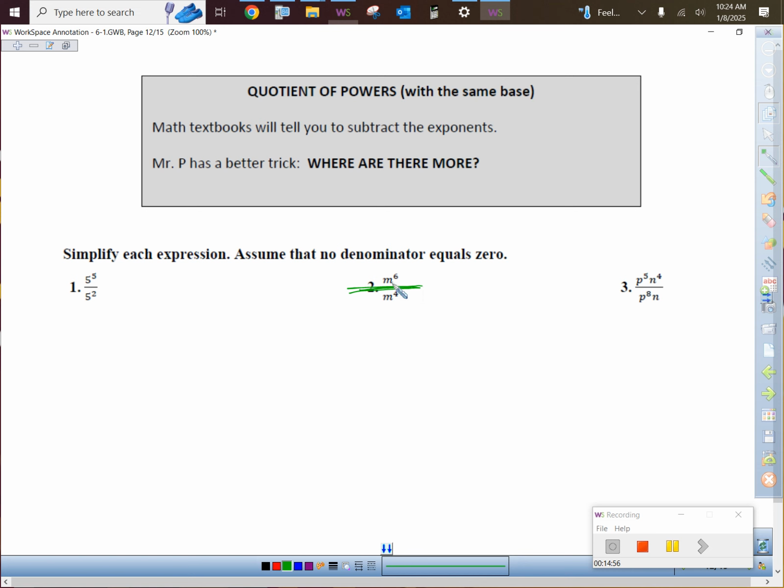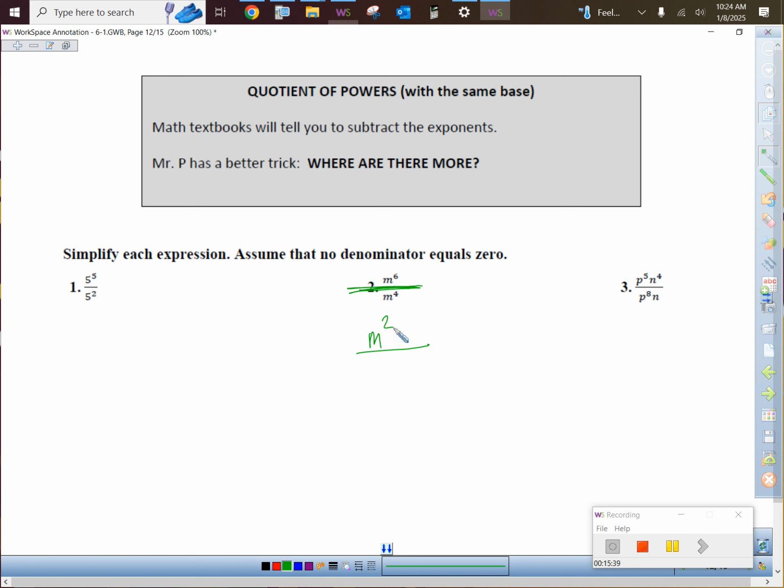You see how they have the same letters? M is the base. So upstairs, isn't there M times M times M times M times M times M? Isn't there 6 of them being multiplied together upstairs? And downstairs, it's just M times M times M times M. There's only 4 of them. So the name of the game is called Where Are There More? Where are there more M's? Upstairs or downstairs? Upstairs. How many more? 2. So in theory, we make a fraction and put the M's upstairs.